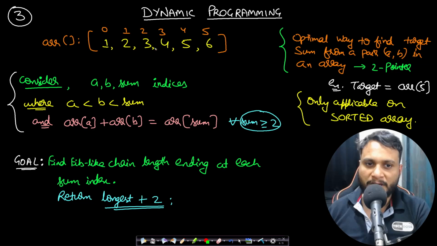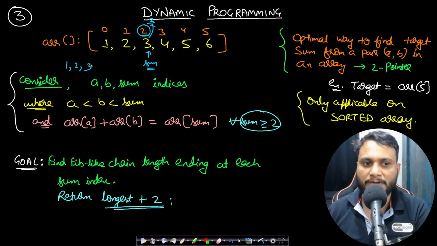Now in this dynamic programming approach, what I will be doing is picking up the sum value, and I will assume that this particular index is the end point of a Fibonacci like sequence. If I consider this 2 to be the end point, then what is the longest length of Fibonacci sequence that I can form here? In this case, it will be equal to 3, right? And how is it 3? Because I can have 1, 2 and 3, right? Because the previous items of this 3 can be 1 and 2, and this is completely fine.